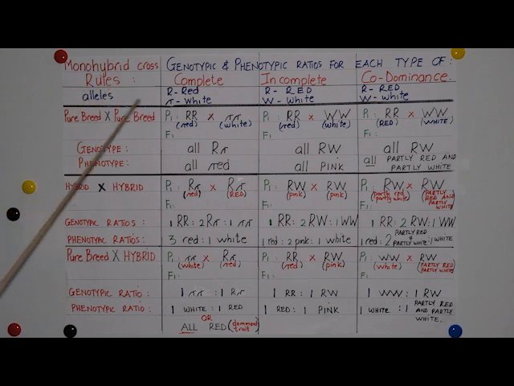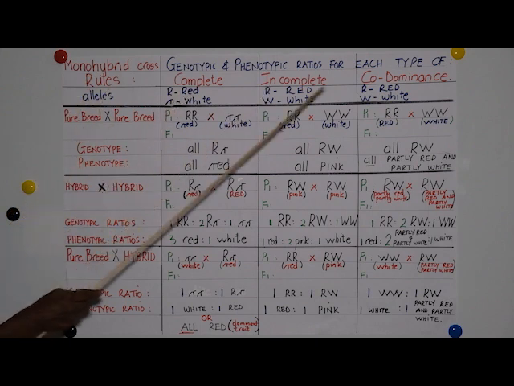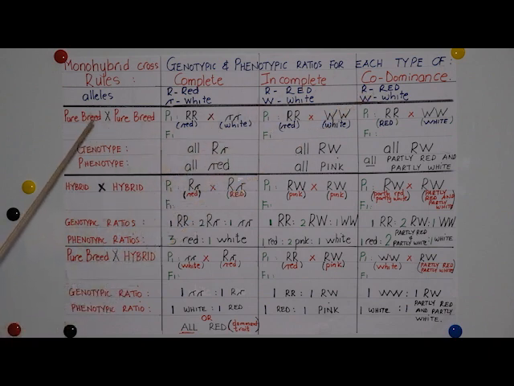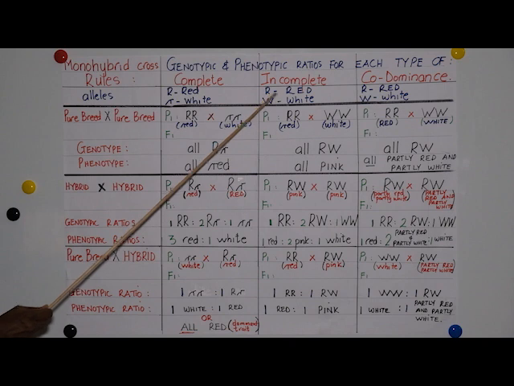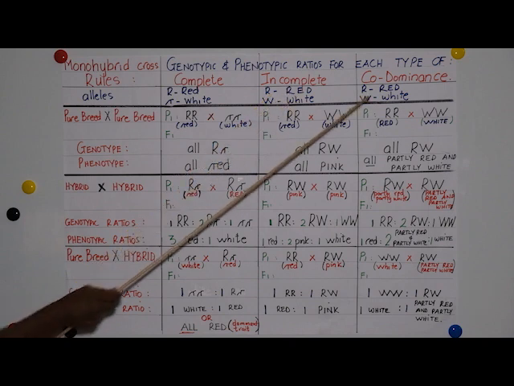Monohybrid cross rules for complete dominance, incomplete dominance, and codominance. I am now going to teach you typical genotypic and phenotypic ratios for 3 crosses for complete dominance, incomplete dominance, and codominance. The alleles would be the same as I've discussed before for red flower color and white flower color: capital R for red flower color and lowercase r for white flower color, the recessive condition, for complete dominance. For incomplete dominance and codominance, capital R for red flower color and capital W for white flower color.